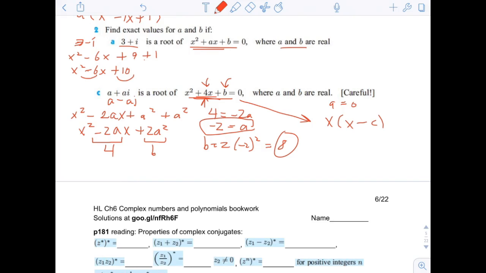If you wanted to write that in terms of x times x minus c, b has to be 0, right? Or you could also say, okay, if one of the roots is 0, then that means that the b term, alpha times beta, is equal to 0 because one of the roots is 0. So if one of the roots is 0, it doesn't matter what the other root is. The b value here, or the constant term, is going to be 0. So that's another possible solution. a equals 0, b equals 0. Okay? Because they never said that a plus ai is a non-zero number.